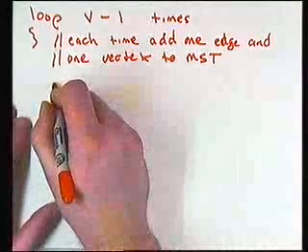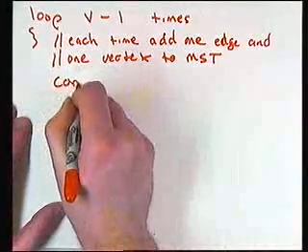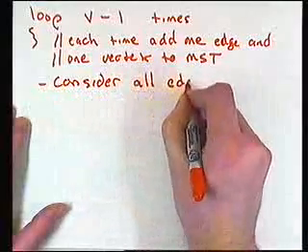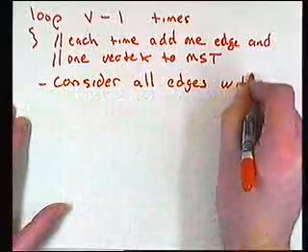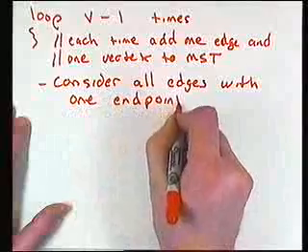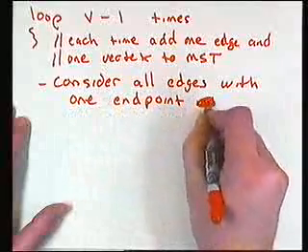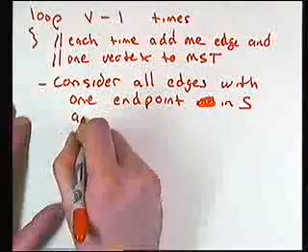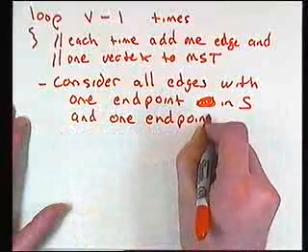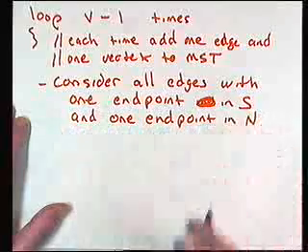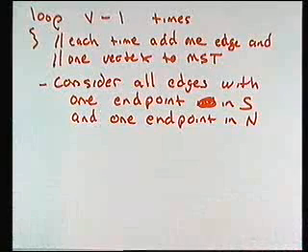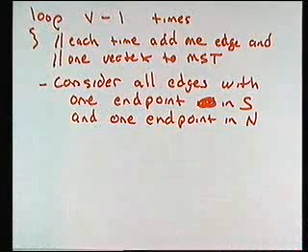And we say consider all edges with one endpoint in S and one endpoint in N. So the edges we look at will be ones where one of the endpoints is in the tree.